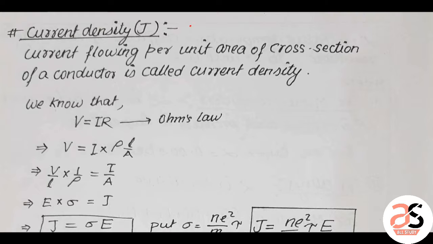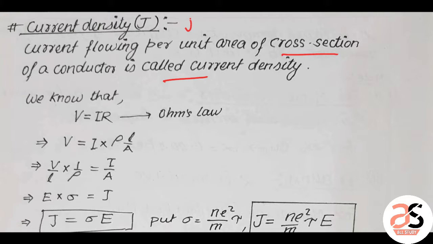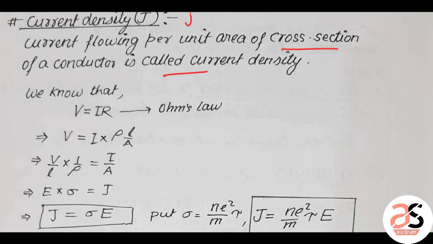Current density, symbol is J. This is also written as small j. So what is current density? It's current per unit area. That means current flowing per unit area of cross section of a conductor is called current density. So the unit is obviously current by area, that means ampere per square meter.